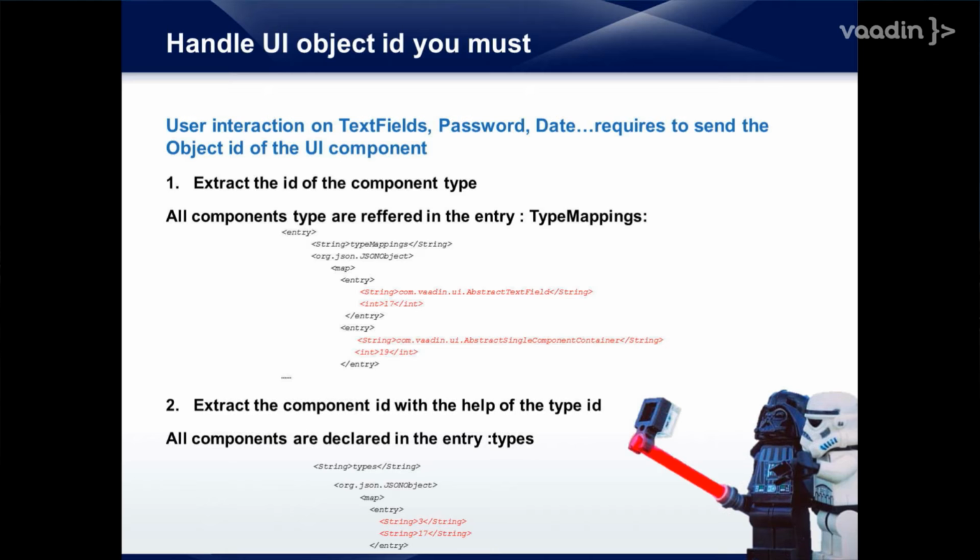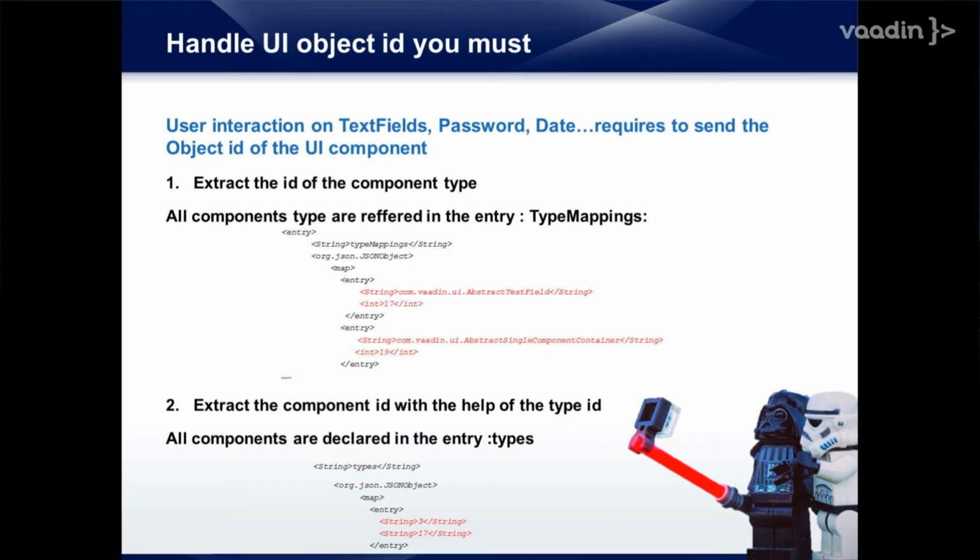First aspect: all components like text field, password, checkbox, everything requires sending an object ID. And this ID is related to the type of component. If you look at a Vaadin response, there is a map inside of it called type mappings. This type mappings map is the definition of the different components that we have in our page. So here we have an example where com.vaadin.ui.AbstractTextField, so a text field, is linked to ID 17.